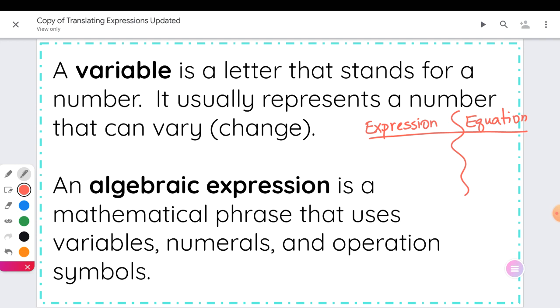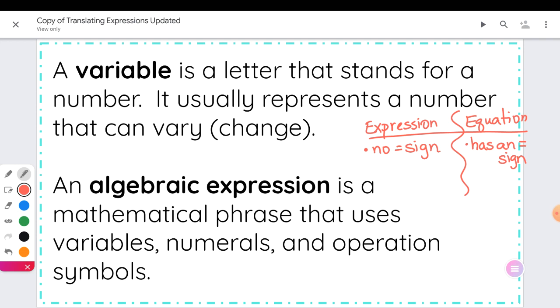Dane? An expression is with variables and an equation is with numbers? Nope, good guess. They can both have both of those things. Nolan? Equation has an equal sign and the expression doesn't? Yeah, so an equation has an equal sign. An expression has no equal sign. Okay, expression has no equal sign. An equation has an equal sign.